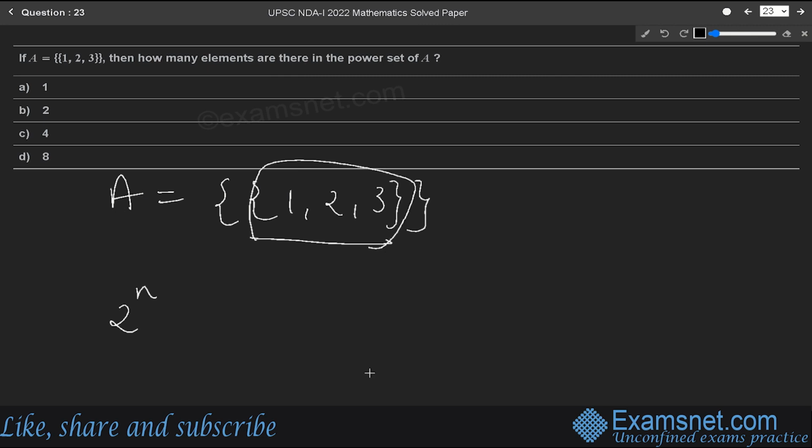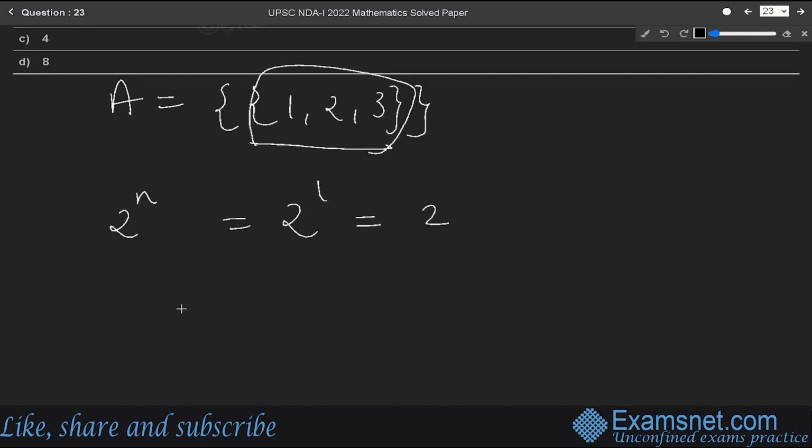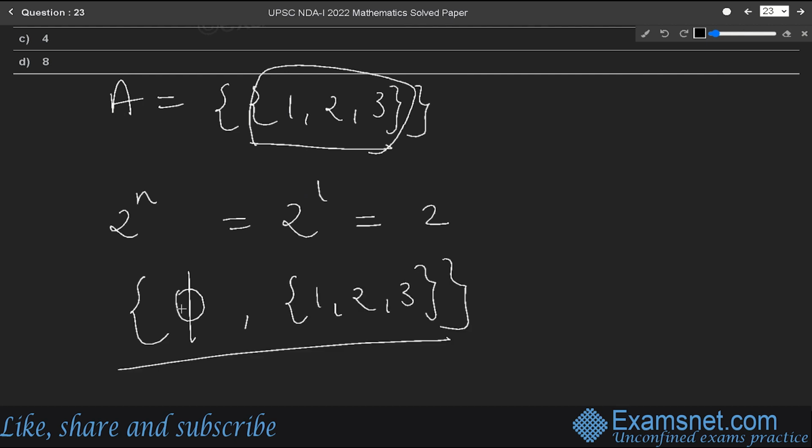Most of the students make a mistake here. They think that there are 3 elements, but no. This is a single element which is {1, 2, 3}. Therefore, n is 1. Therefore, 2 power 1 is 2. Now you are thinking, what are the 2 elements? So, the 2 elements will be, one is the empty set and one is {1, 2, 3}. So, these are the 2 elements in the power set of A.